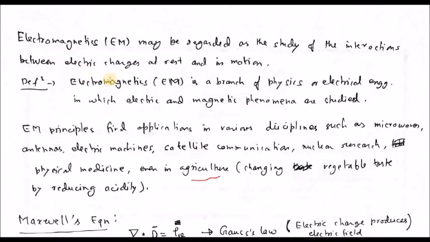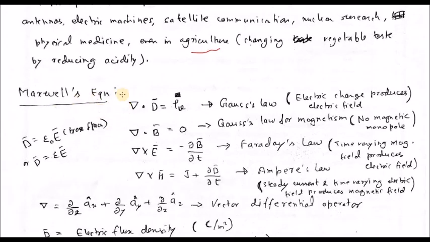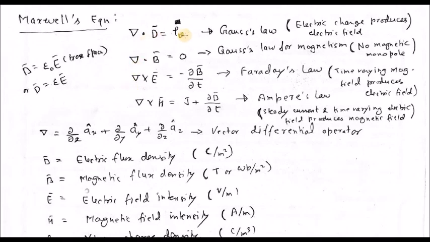And this electromagnetic field theory or electromagnetics basically revolves around four Maxwell's equations, and the Maxwell equations are del dot D equals rho V, and this is known as your Gauss law. According to this Maxwell's first equation, electric charge produces electric field. This rho V is somehow related to electric charge, and this D is related to electric field.